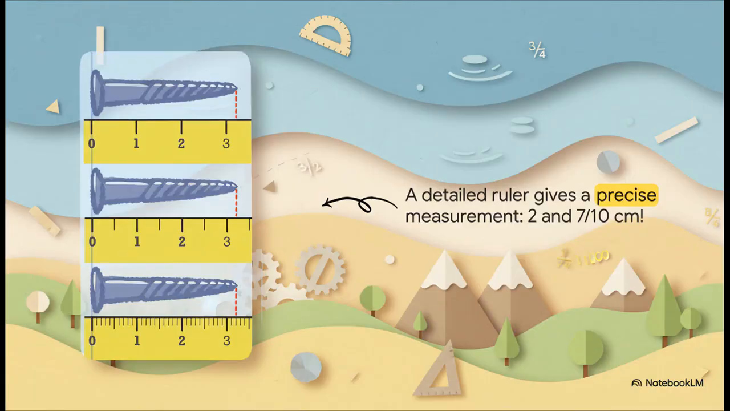And here is the solution. Just look at that bottom ruler. See how 1 centimeter is now split into 10 equal tiny parts? Each of these little parts is called a tenth of a centimeter. So now we can measure that screw exactly. It's 2 whole centimeters, and then, let's count, 7 of those tiny tenths. So its length is 2 7/10 centimeters. See, so much more accurate.